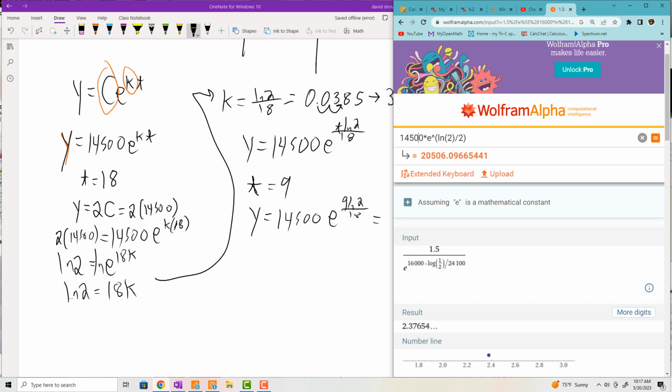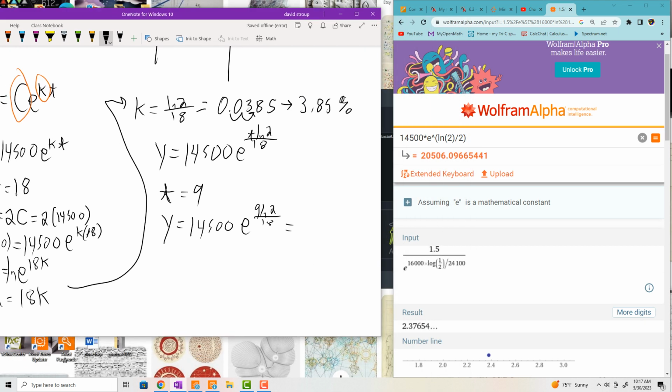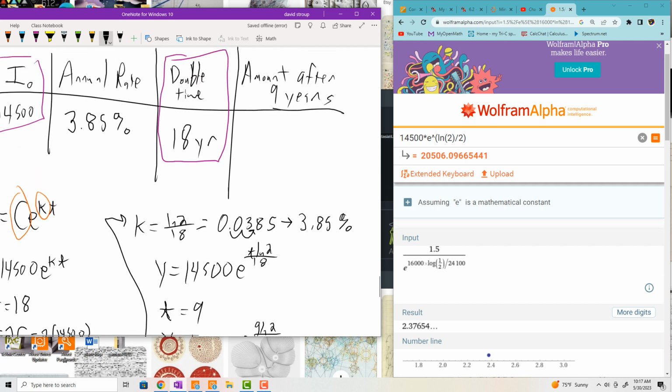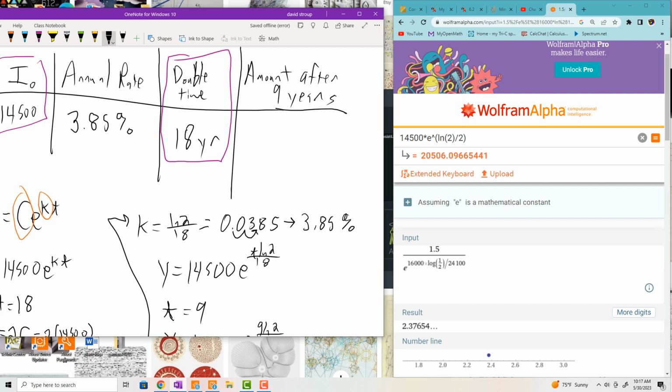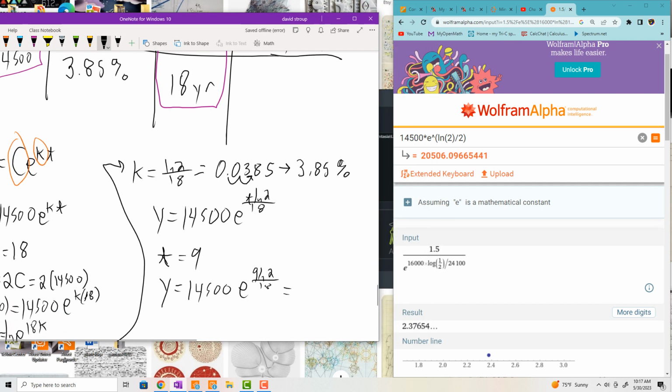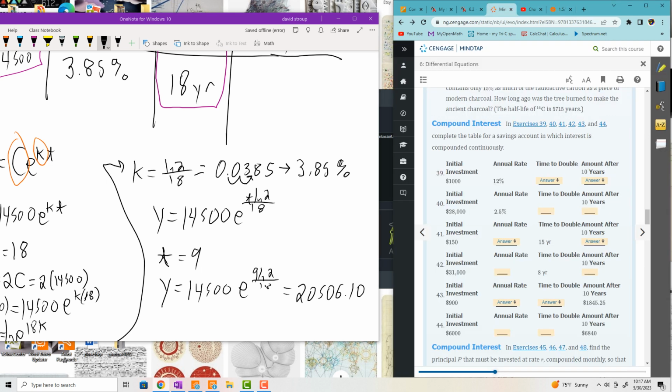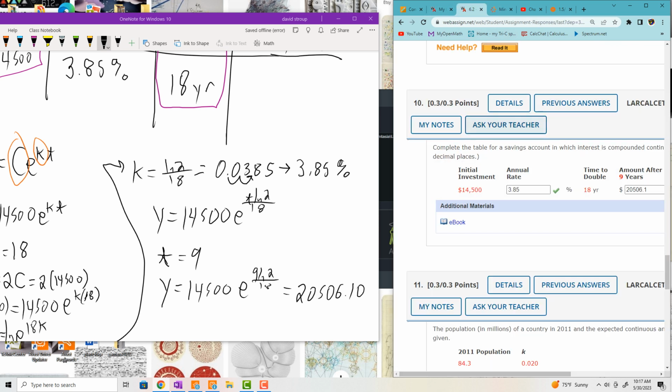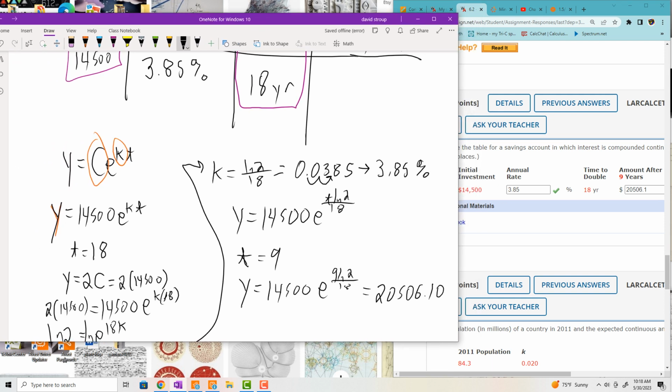So always think about your solution. So the issue with my solution, it got too big. The doubling time is only 18 years, but they only want to know the amount after 9 years. So it shouldn't double. It should be less than double, which is not what I was seeing. It was way bigger than twice the original amount. So that was wrong. Okay, so this looks like $20,506.10 when I round to the second decimal.